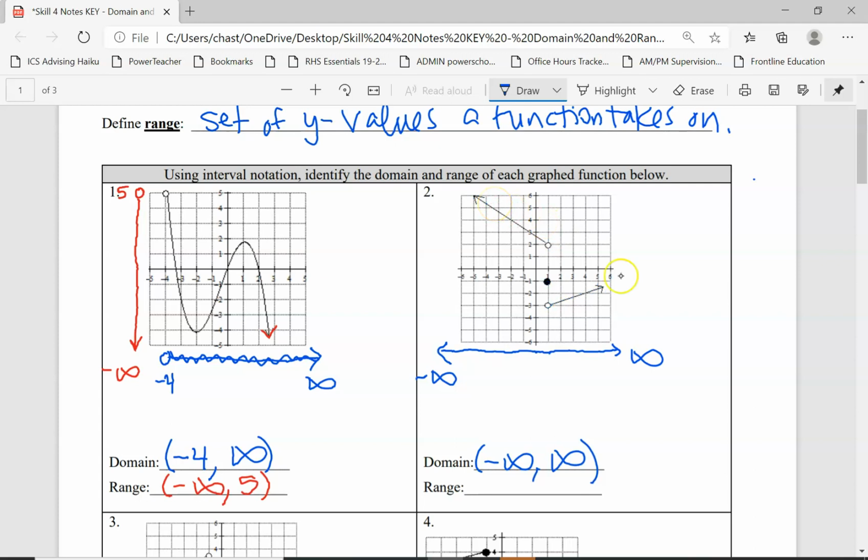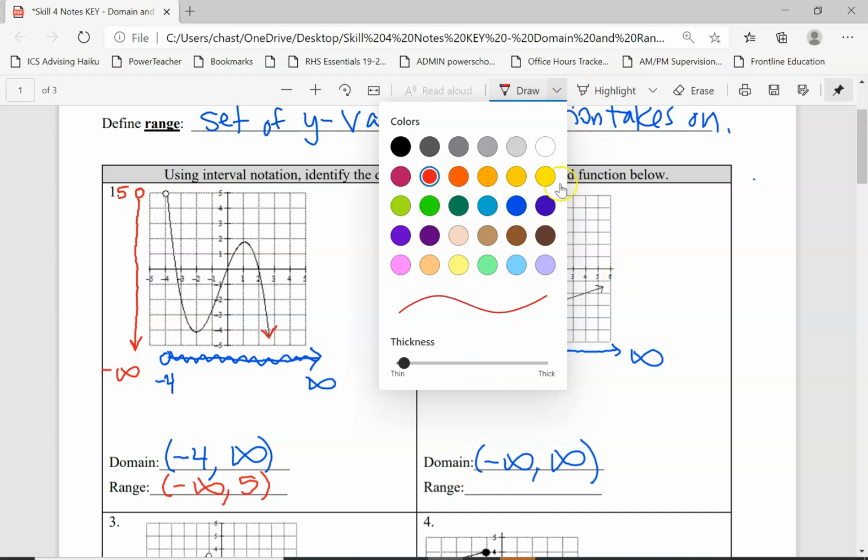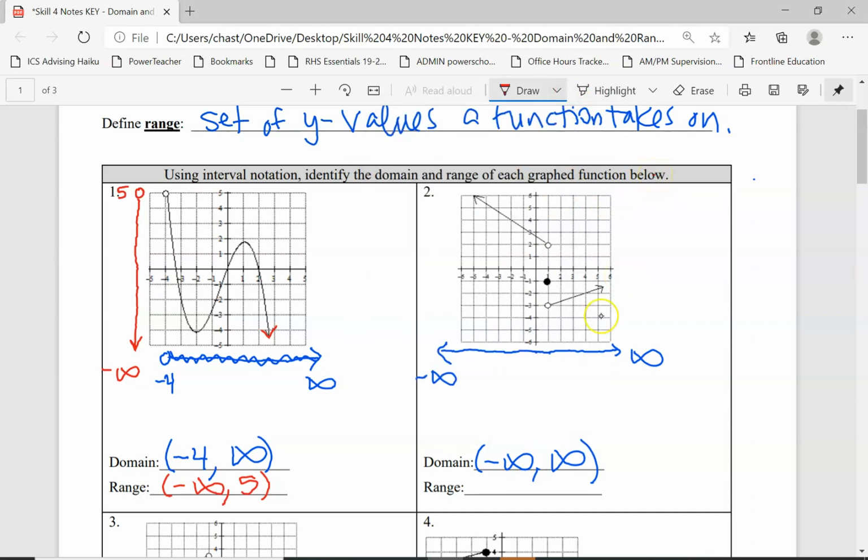Now, as for the range is where we start to see some funky things happening. For the range, clearly, when I look at this arrow pointing upward, we're going to have no bound up here at positive infinity. We have an open circle at 2.